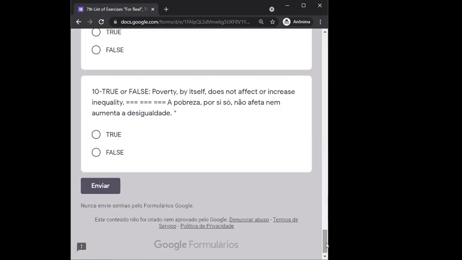All right, and the last one says, poverty by itself does not affect or increase inequality.